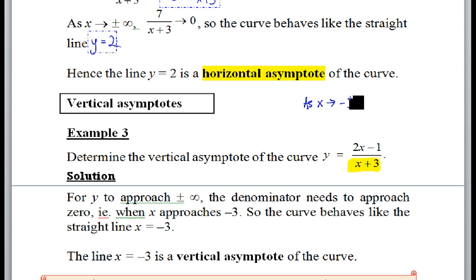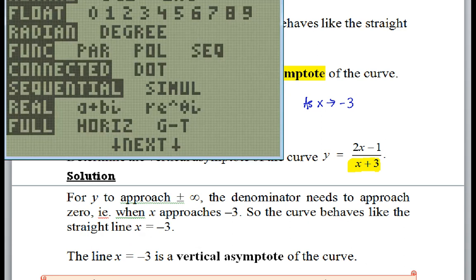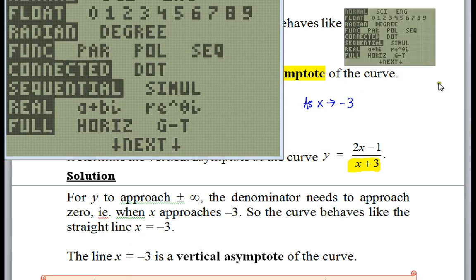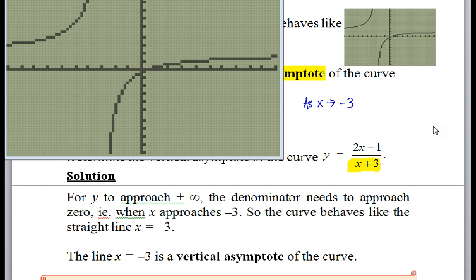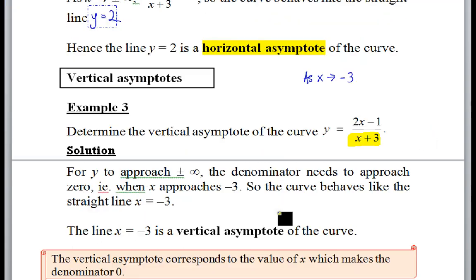Tend to infinity means what? Means this, right? I show you. This means as x tends closer and closer to negative 3, somewhere here, y goes very high up or very far down. So it almost behaves like a straight line near x equals negative 3. Get it or don't get it? Correct? So therefore, the line x equals negative 3 is what we call a vertical asymptote.